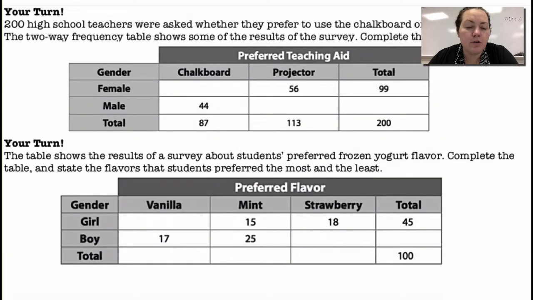All right, here's some for you to try. So I would like for you to pause the video and see if you can try these. All right, so you should have tried these.